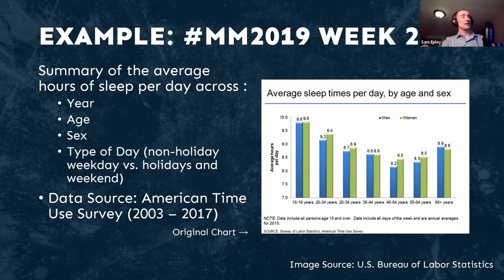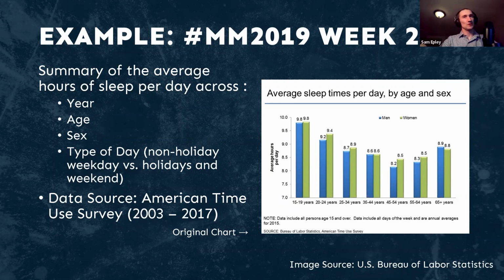The data set came from the Bureau of Labor Statistics, and it was basically a summary of the average number of hours of sleep per day, broken out by year, by age group, by sex, and by type of day. What I mean by type of day is that on the weekends or on holidays, you're going to have different sleep behavior than you will on a normal weekday. So those are the different ways of slicing this data.